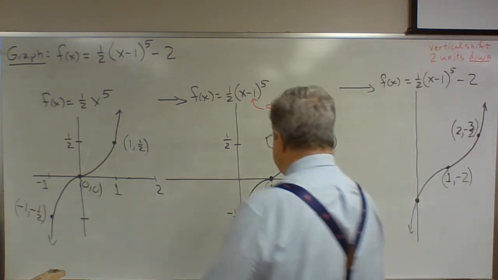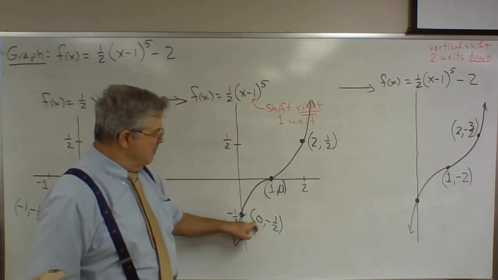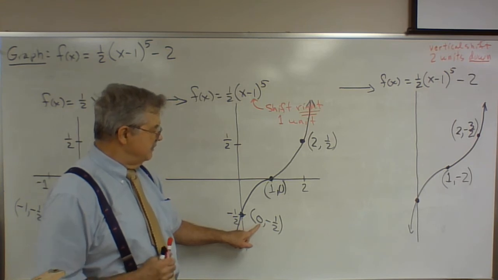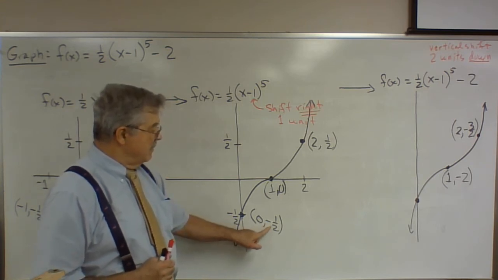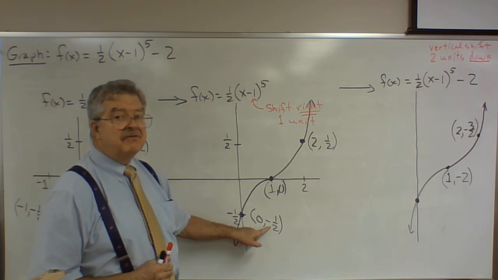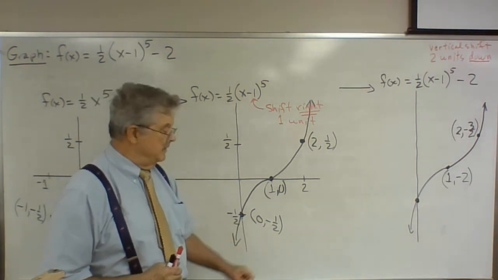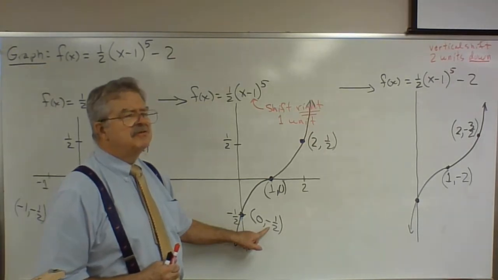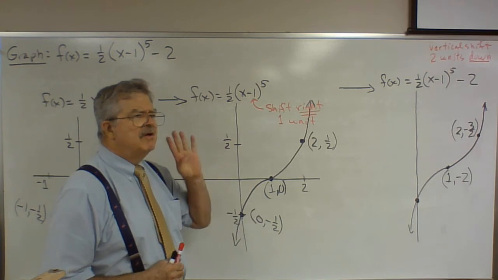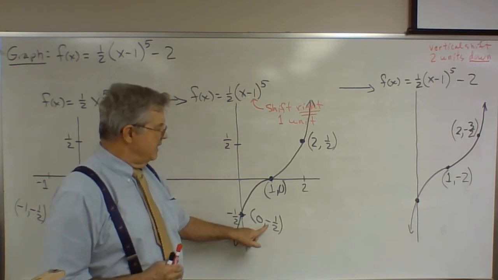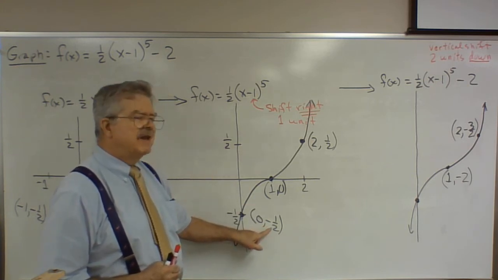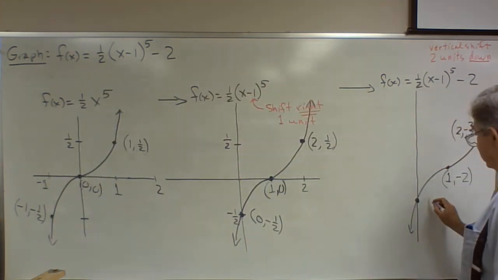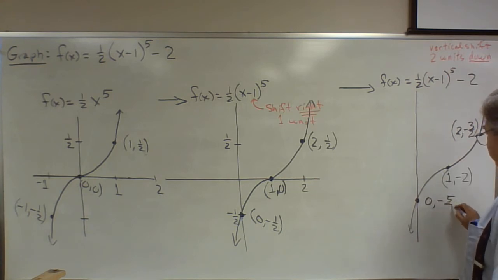And finally, we have to account for this point. We're moving it down, a vertical shift, so x won't change. x is still going to be 0. But we're going to start at y equals -1/2, and we're going to go down 2 units. -1/2 minus 2, let's see, that's the same as -1/2 minus 4/2. -1/2 minus 4/2 is -5/2. So this becomes the point (0, -5/2).